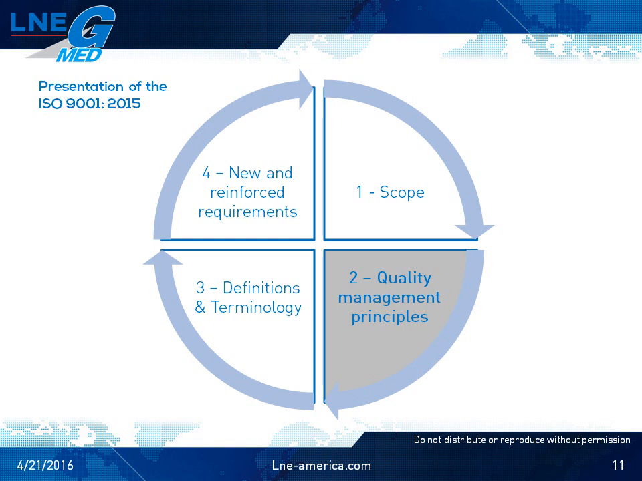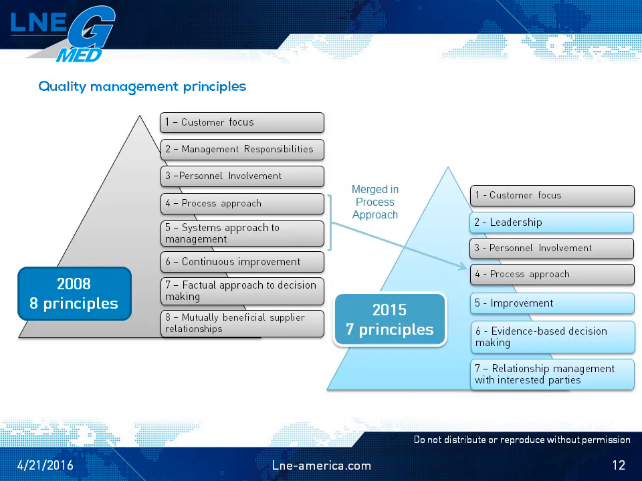Let's now have a look at the quality management principles. The quality management principles have evolved even though it is not a major modification. They go from 8 to 7, and we can see new terminologies such as leadership, evidence-based decision, and interested parties.